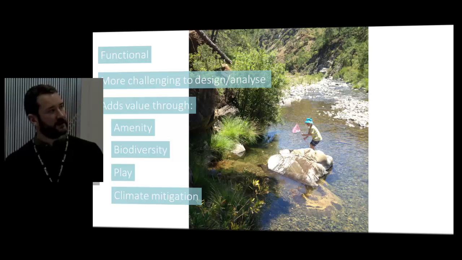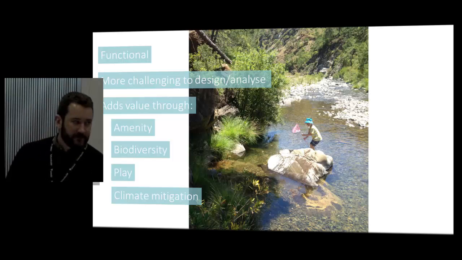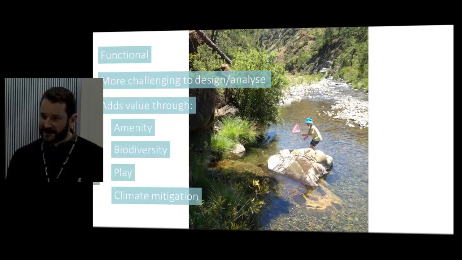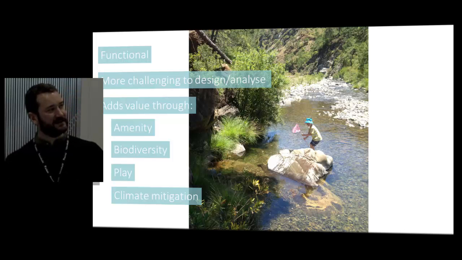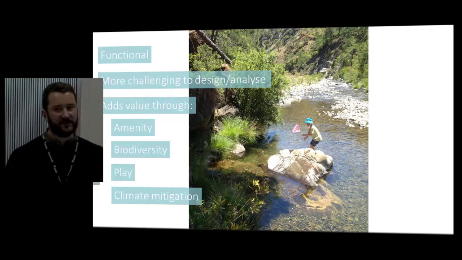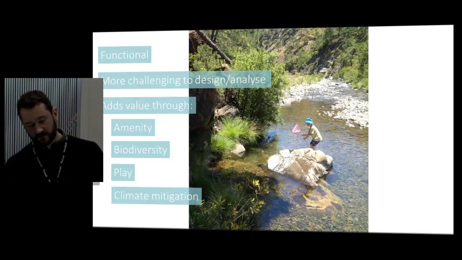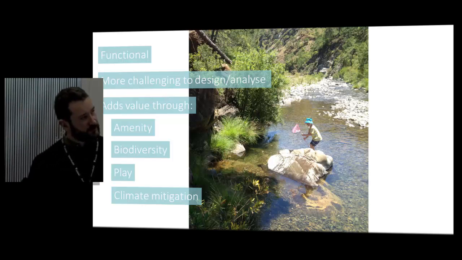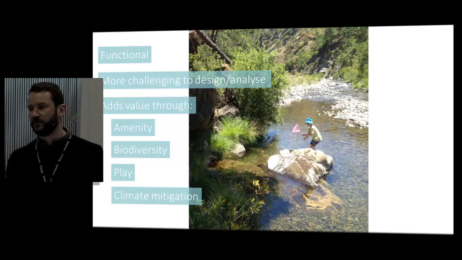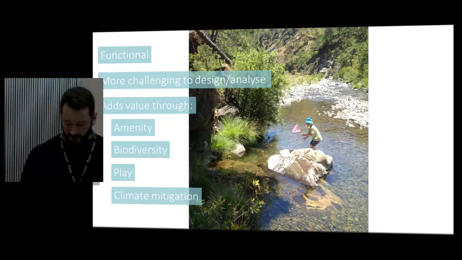And all the added value that this approach takes, the analogy gets a little bit tenuous here, adds amenity benefit, ecological benefit, opportunities for play and spending time in the stream or in the street, and climate mitigation. In this instance, the river or the stream channel could accommodate much more in terms of floodwaters than the culverted watercourse could. So it's contributing positively to flood risk mitigation and climate change.